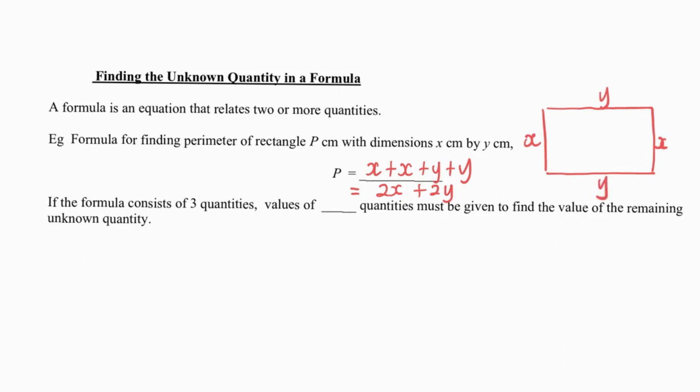So if the formula consists of three quantities, values of two quantities must be given in order for us to find the remaining unknown quantity.